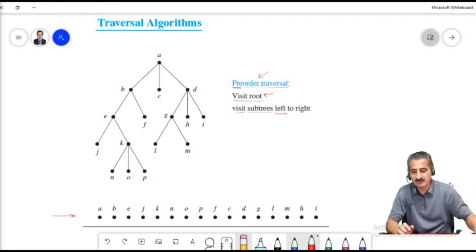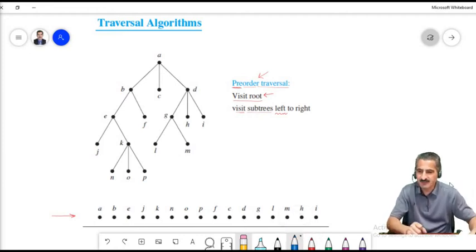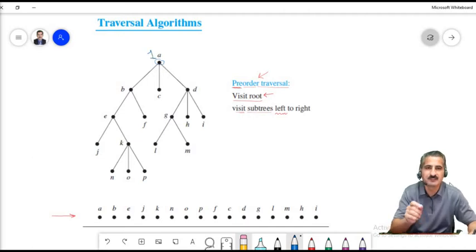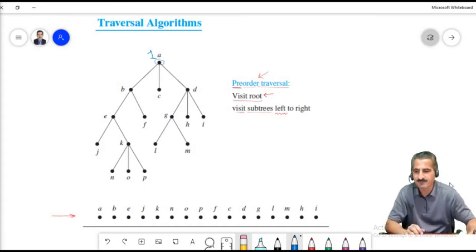So let me make it clear in here. Now we will take A, okay? So this will be taken as number 1. I will label it 1, because that means I will take it first, okay? And then I will go to the left subtree of A. So I will go here. This is the left subtree of A.